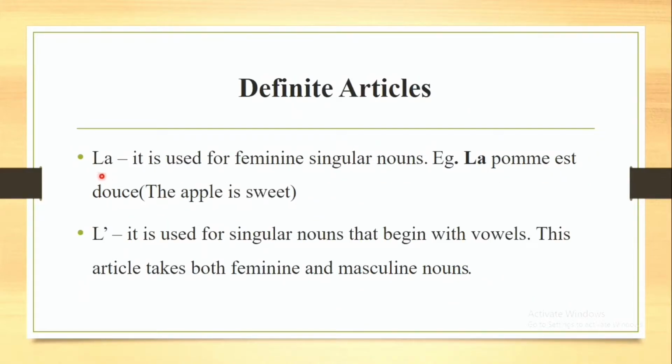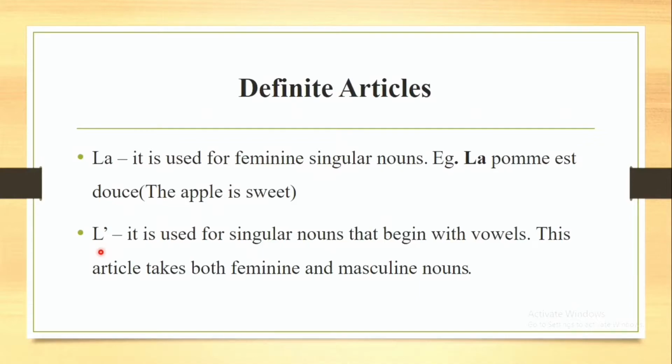Here we have la. La is the opposite of le. It is used for feminine singular nouns. And pomme, which is apple, is a feminine noun and it is singular. Hence la. So "la pomme est douce." The apple is sweet.